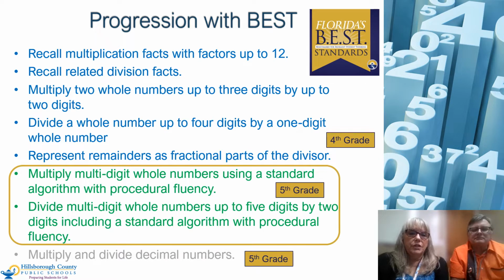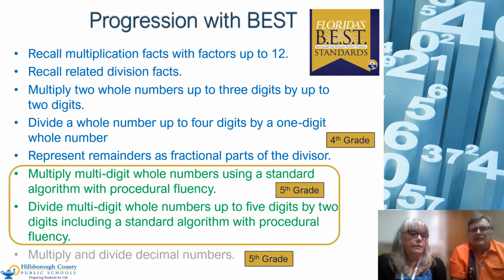As we look at the progression of the standards, looking at 4th grade first in the blueprint, students worked with factors up to 12 with their basic multiplication and division facts. They multiplied whole numbers together, but they only worked with 3 digits by up to 2 digits. In 5th grade, there is no limit on the number of digits in a multiplication problem. They also divided a whole number up to 4 digits by 1 digit, and in 5th grade, they will be dividing up to 5 digits by up to 2 digits with a remainder as a fractional part, just like it was in 4th grade.